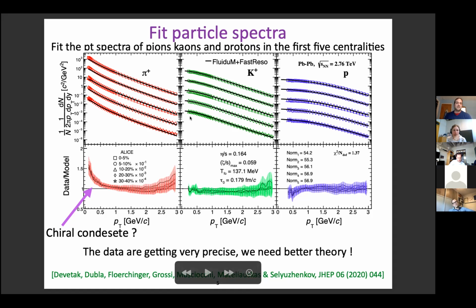The main point is that the data of heavy-ion collisions are getting rather precise, and so we need a better understanding of the theory behind that, and in particular to study, for example, fluctuations. That's my message of this slide. If you look here at the low pT part of the pions, there's something that never at RHIC wasn't there. That's why I put condensate with a question mark. That's what I'm working on with Derek now.